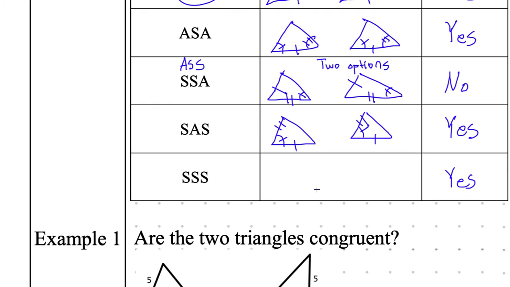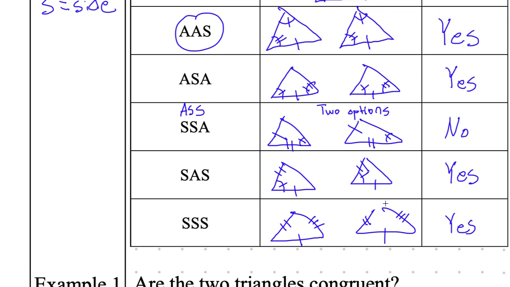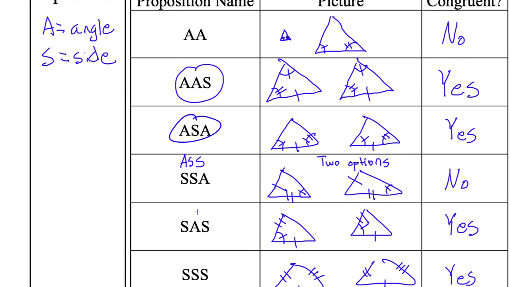Anyway, side-side-side also does work. I want you to say it. Side-side-side works. Side-side-side works. So those are how you annotate each of them. So these are the only tools that work. These four theorems, those are the only ones that are congruence theorems.